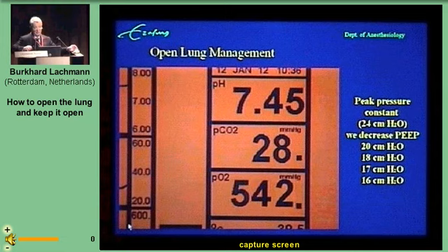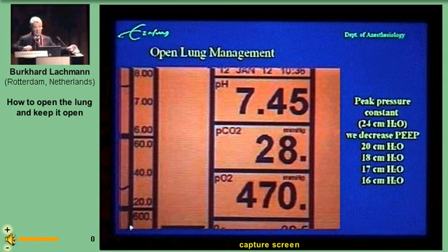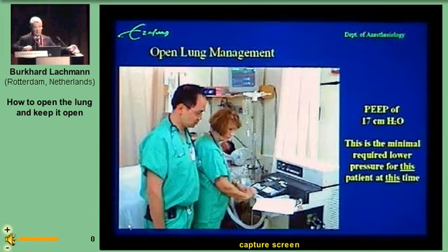Go down to 17. Down to 17. What is the PO2 doing? 541. Still the same. Okay, then go down to 16 centimeters of water. Now the PO2 has dropped to 470. Okay, that means we know now that we at least need 17 centimeters of water to keep the lung open.